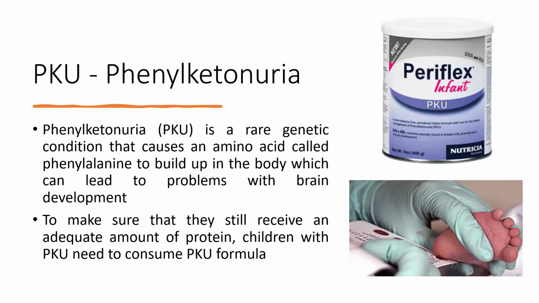They need to be put on a special formula that does not have the phenylalanine. Okay? So when they grow up, right, it's not going to affect their brain development anymore, but having too much phenylalanine is still not good for them. So they have to avoid food that's particularly high in that content. So this is something that a person is born with, right? If you don't have it, then you don't have it. It's not like you can catch it later in life. Understand?